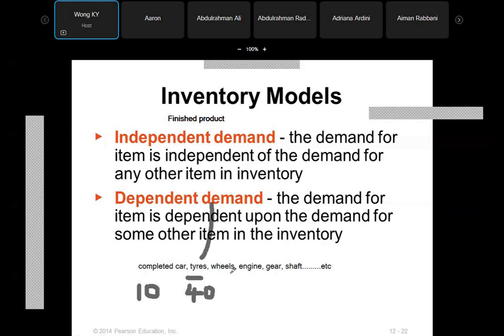Same thing, wheels, engine, gear, shaft, these are all dependent demand because the demand for all these items depend on the demand of the finished product.